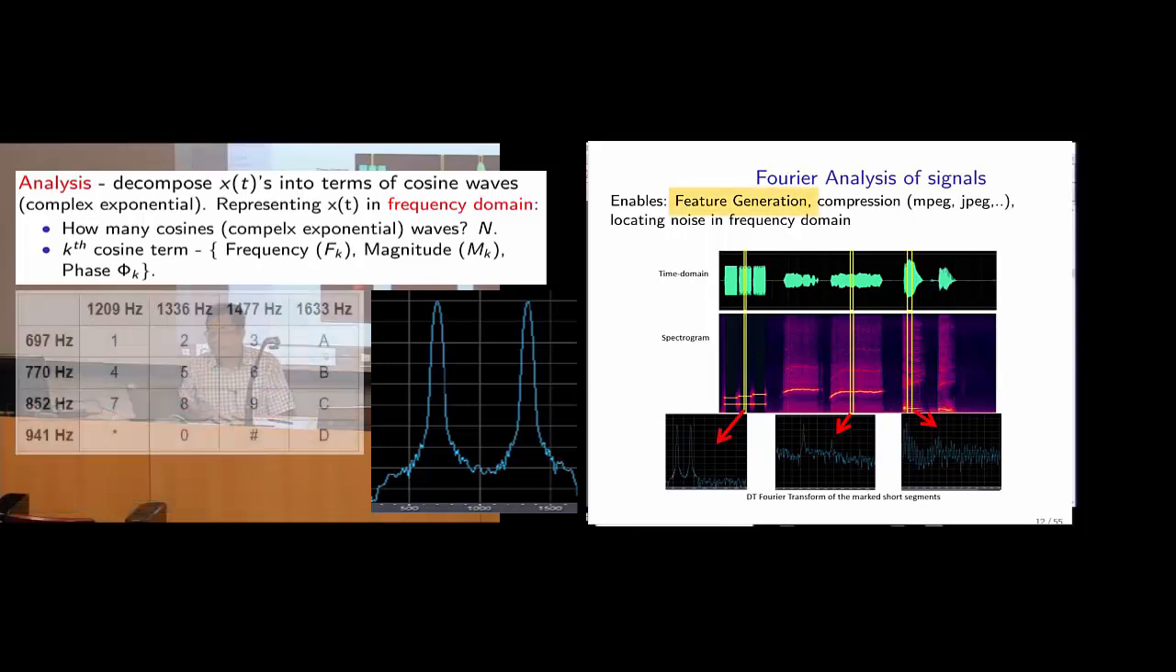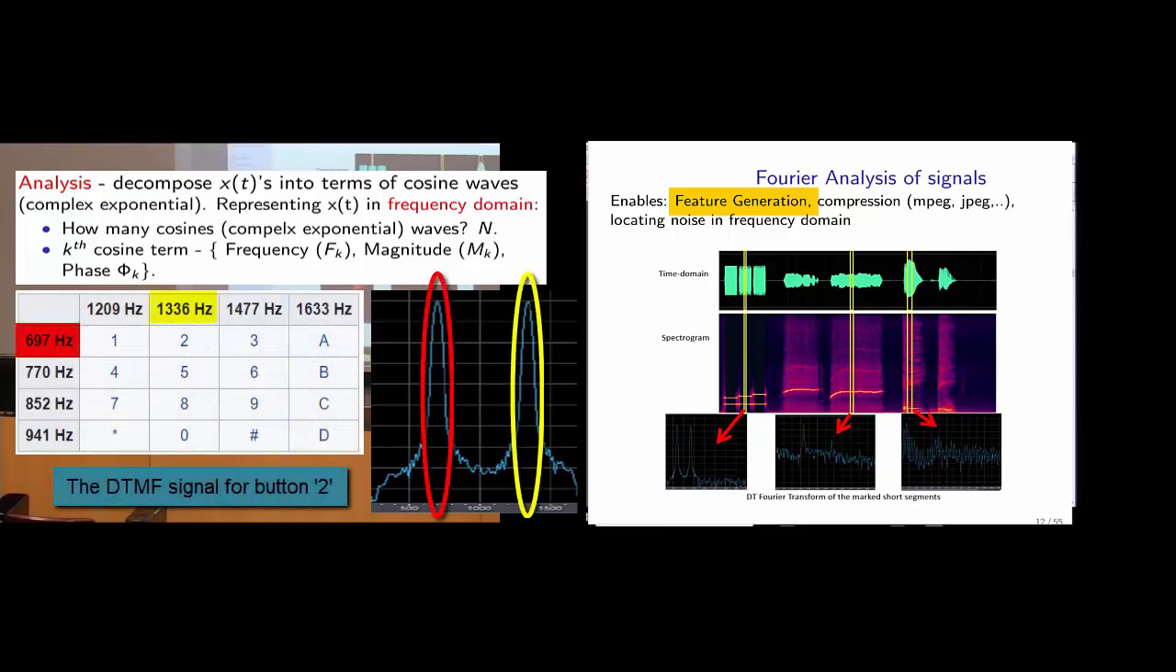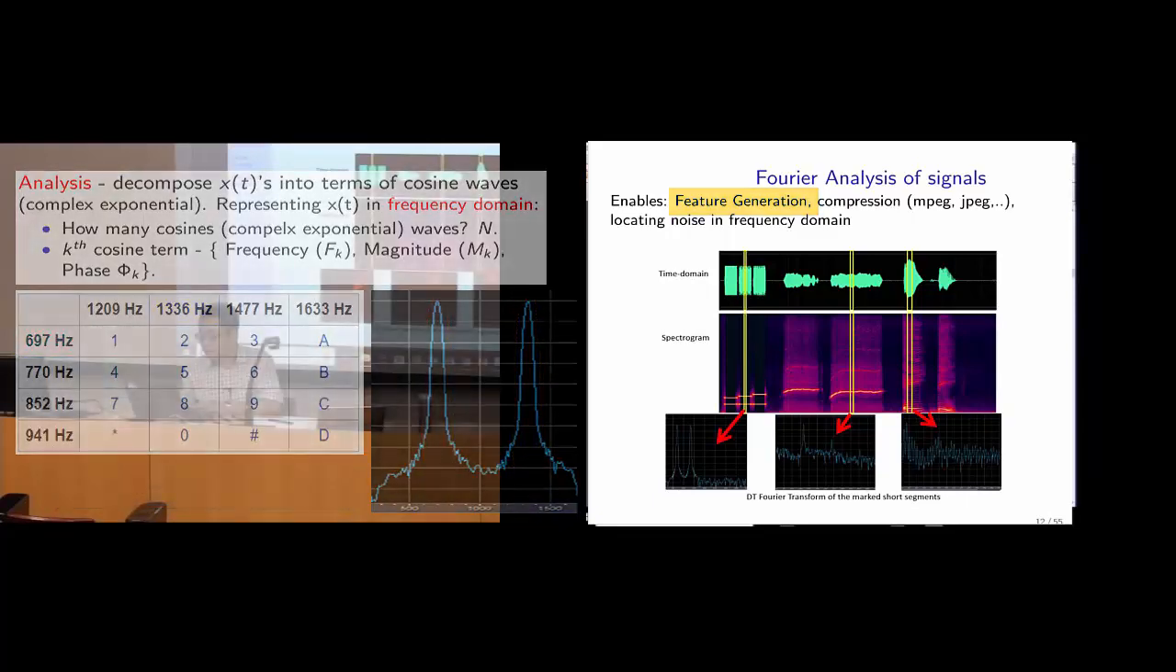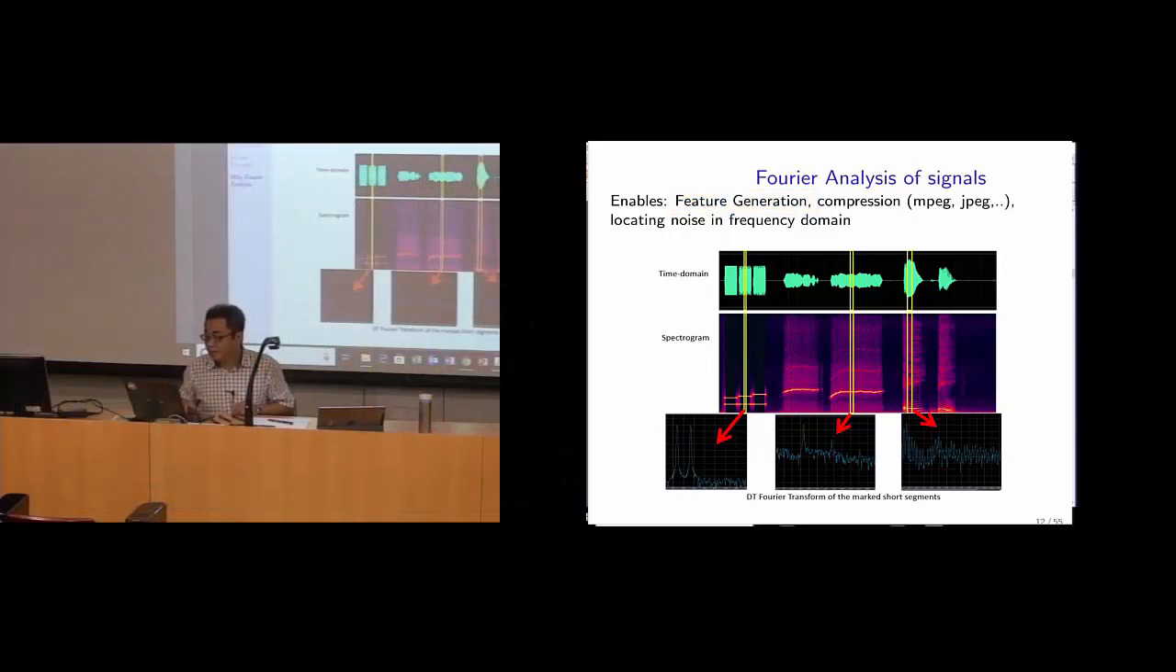What can we do? Well, we can do things like feature generation in a touch tone by recognizing these two frequencies and at which location of frequency, we can determine whether you have pressed 1, 2, or 3. Feature generation is a very important part of digital signal processing, as well as for all machine learning for classification of audio signals. In fact, many of the previous scientists have used Fourier transform for compression.